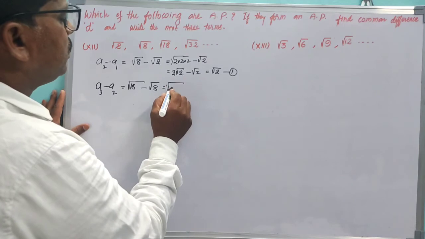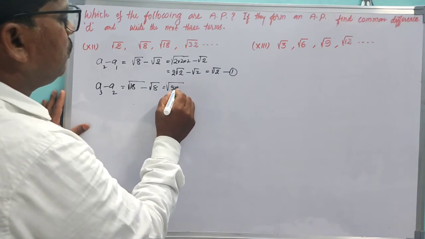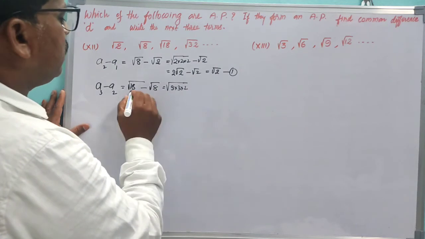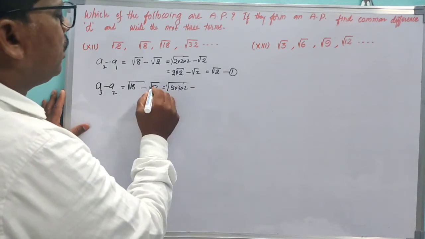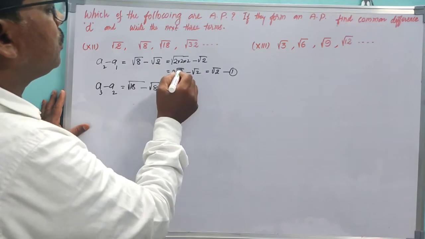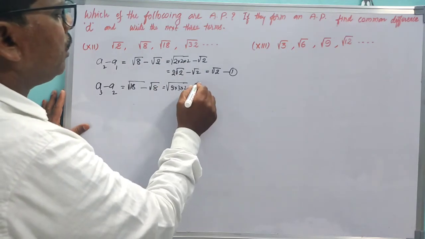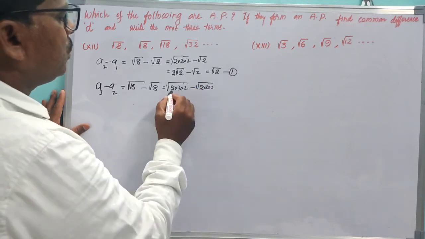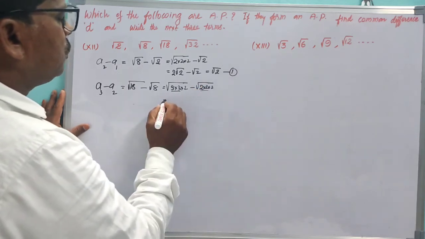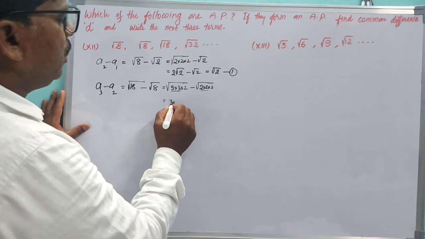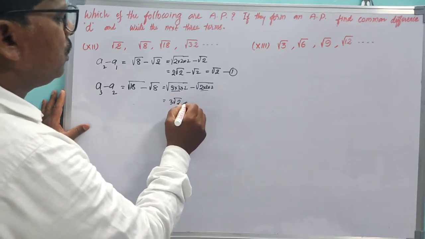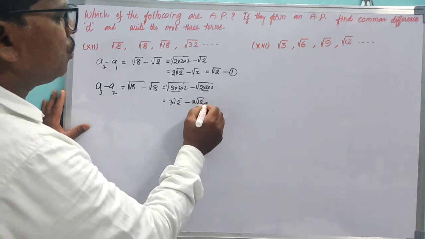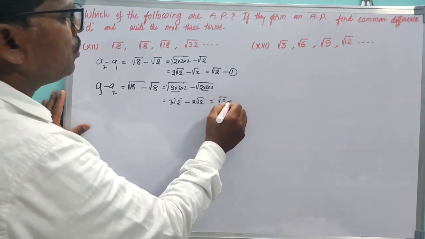Under root 18 is 3 into 3 into 2; 3 3s are 9, 9 2s are 18. And as we wrote here, under root 8 is equal to 2 root 2, or we can write 2 into 2 into 2. Now see, this is a pair and this is a pair, so simply we can write 3 root 2, and this is 2 root 2. So 3 root 2 minus 2 root 2 is equal to 1 root 2. So let it be equation 2.